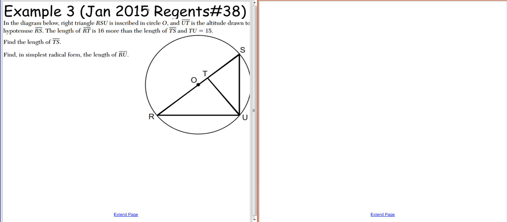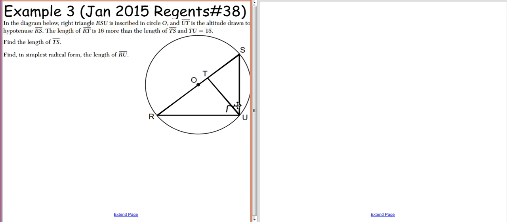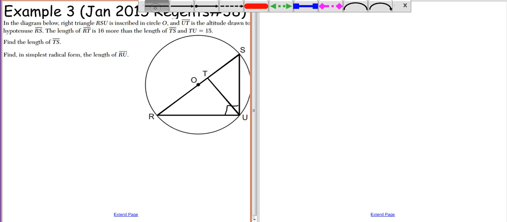And it says, in the diagram below, right triangle RSU is inscribed in circle O. So we are told off the bat that this is a right triangle, so I'm just going to put a 90-degree box there. And it says UT is the altitude drawn to the hypotenuse. So if this is an altitude, then we also know this has to be 90 degrees because altitudes are perpendicular to the base.